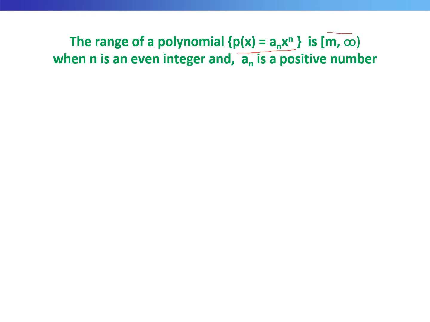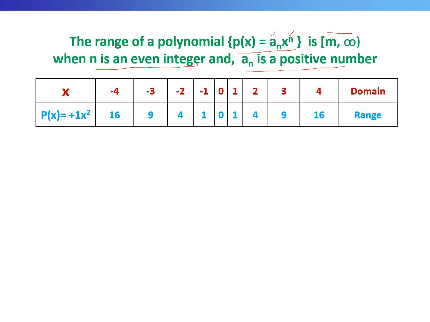What is the condition for this? The condition is that n must be an even integer. n is the power of x, and a sub n must be a positive number. a sub n is the coefficient of x to the power n. Now let's go ahead and take a look at the table. This table is identical to the IPO that we spoke about. The domain of the IPO is the same as the domain we see over here, and the range is the same as the range we see over here, and the conclusions are also the same.